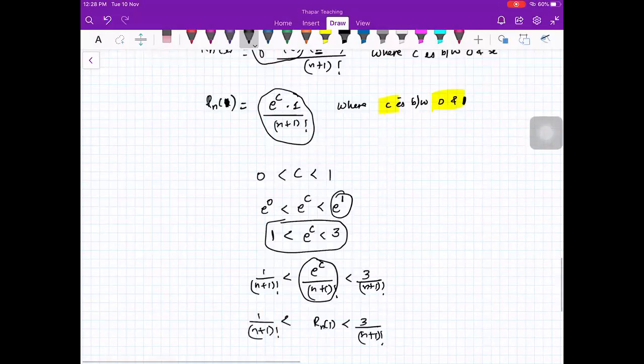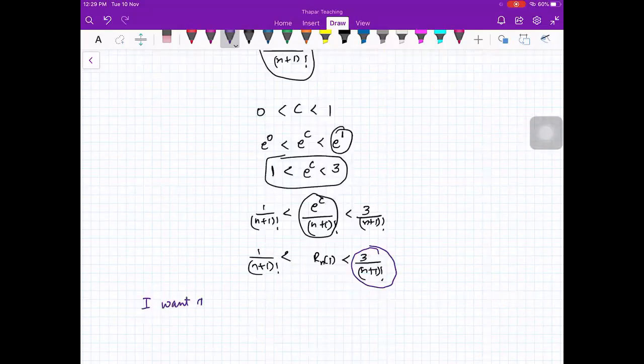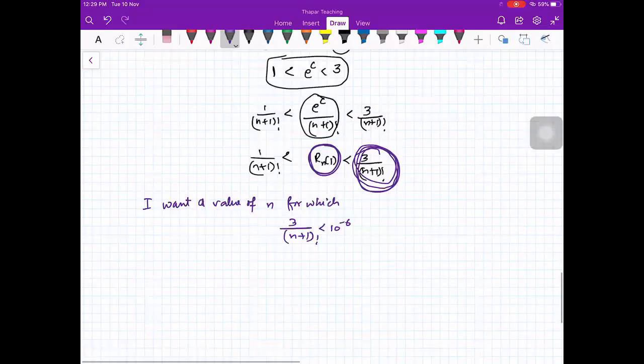Now I want a value of n in such a way that this number is less than 10 to the minus 6. I want a value of n for which 3 upon (n plus 1) factorial is less than 10 to the minus 6. Because if this number is less than 10 to the minus 6, then this is less than 10 to the minus 6. It means that the error is less than 10 to the minus 6. Clear?